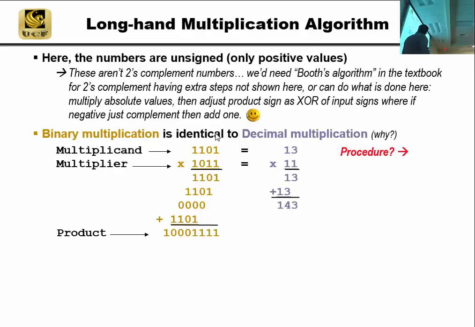So 13 times 11, so 3 times 1 is 3. 1 times 1 is 1. We shift over, 1 times 3 is 3, 1 times 1 is 1. We add it up, 143. What about binary? Same exact thing.